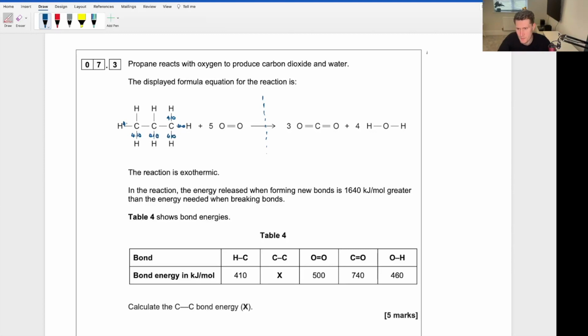Because what usually happens is students know what to do, but in exam conditions they rush and miss maybe one of these. Luckily we were trying to work them out, but you don't want to miss any of them. So we've got 1, 2, 3, 4, 5, 6, 7, 8, 9, 10. So we're going to do 8 times 410 plus 2x, because we don't know what that is, that's what we're trying to work out, plus 5 lots of that, which is 500.